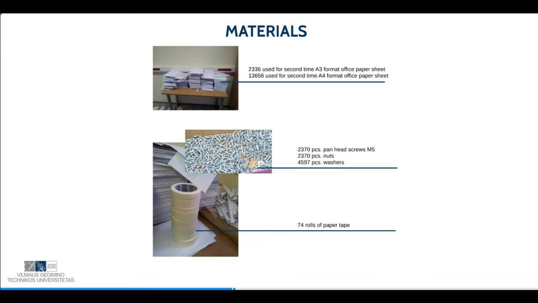For this project we used paper which was collected from around offices, so it was used paper. This project is environmentally friendly because we did not use new paper but paper collected from all departments. To connect these tubes we used bolts, so here you can see how many bolts and how much paper was used. To create the shape of the tube and fix it, we used paper tape.